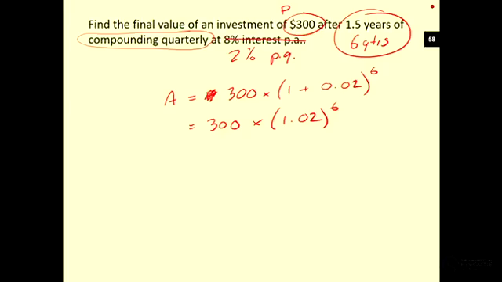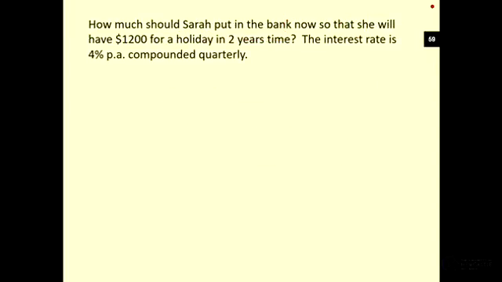300 times 1.02 to the 6 is 337.848. The 4 is followed by an 8. Up it goes. Dollars, 2DP. That's the following. I started with $300, ended with $337.85. That's what the question asked. Happy. Okay, I know I'm running short on time.